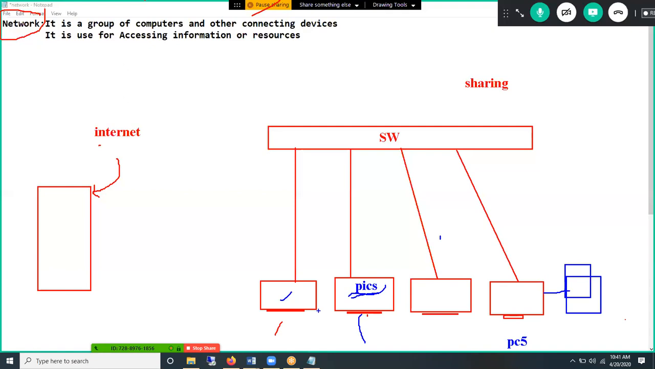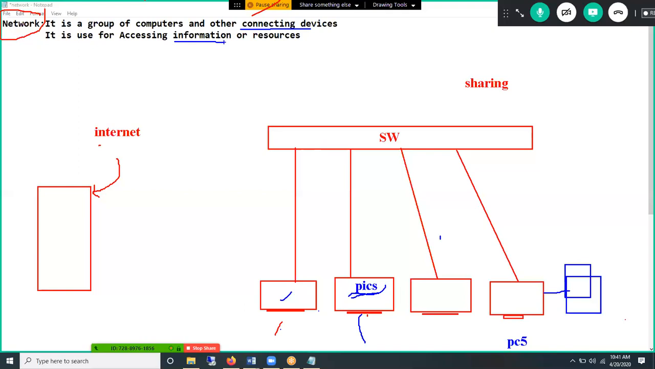So in short, what is a network? A network is nothing but a group of computers and other connecting devices. Network doesn't mean only computers. Apart from the computers, we also require some devices. We actually use a network for accessing information. Information is a small word, but it's like an ocean.